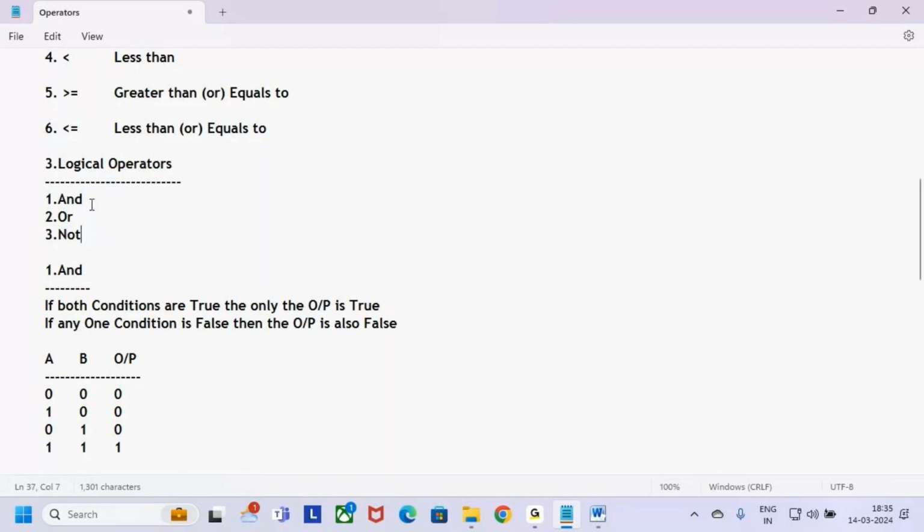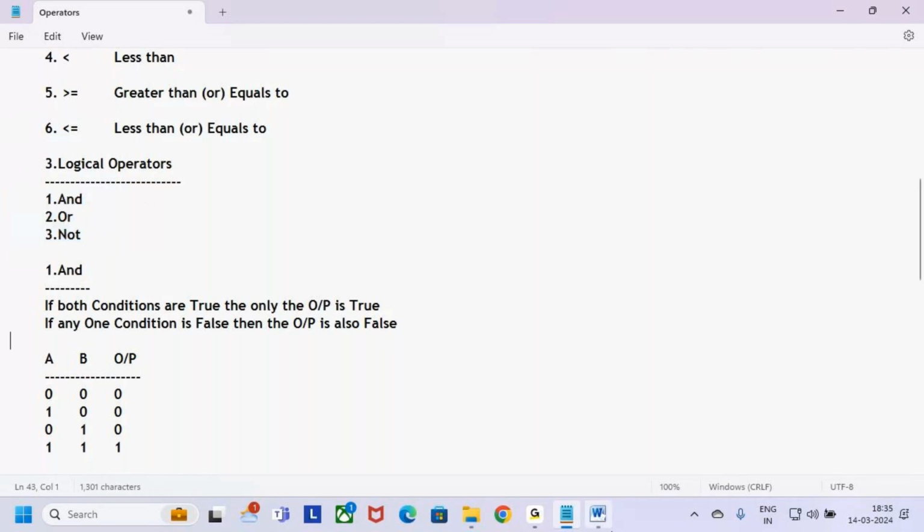Now, whatever we discussed here, the AND, OR and NOT, let me go to the Word document and explain what scenarios we can use them in, guys. In which scenarios can we use them? Let me discuss now. Let me go to this Word document.